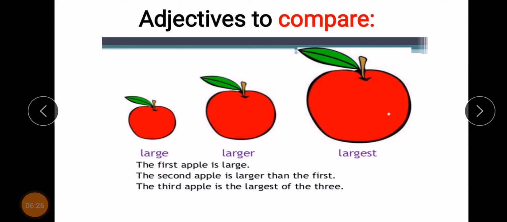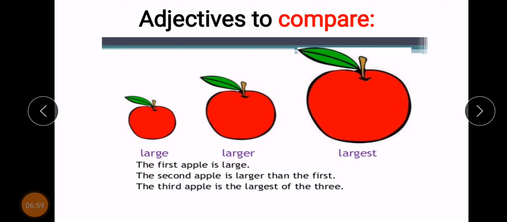Here we have 3 apples. Apples is a noun. Noun for a thing. I will use the word large. Large is the adjective or the describing word that I'm going to use to describe the apples. Now, if I'm going to talk about the first apple, only one apple, I will use large, only large. The first apple is large.